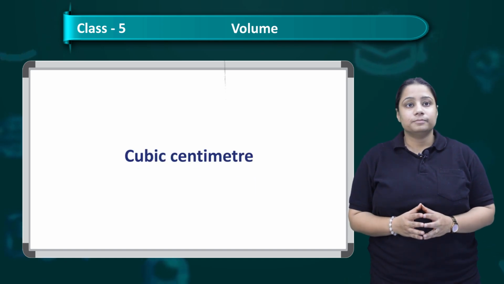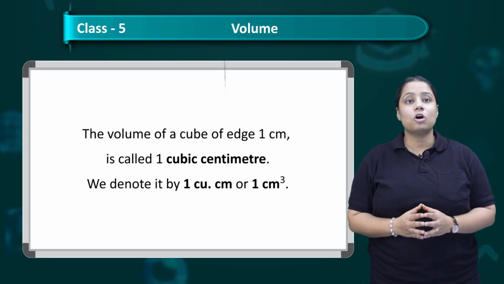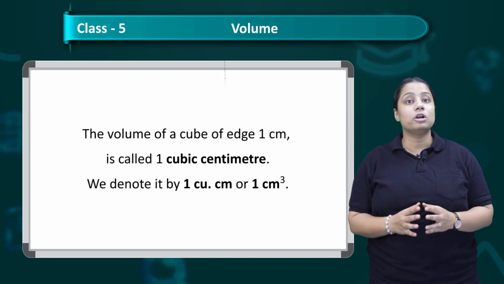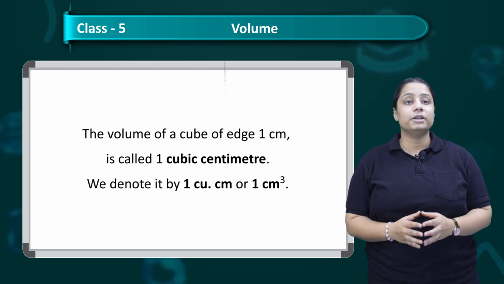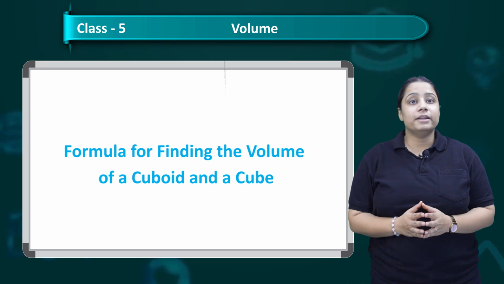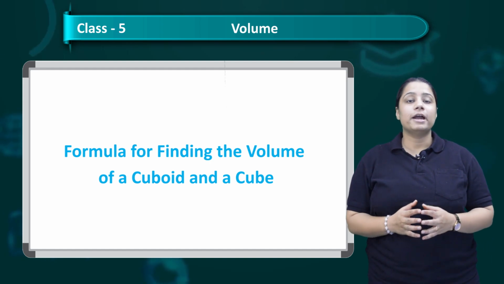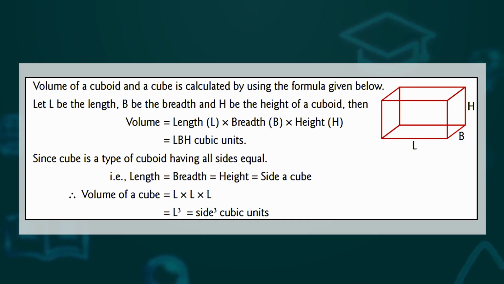Cubic centimeter. The volume of a cube of edge 1 centimeter is called 1 cubic centimeter. We denote it by 1 cu.cm or 1 centimeter cube. Formula for finding the volume of a cuboid and a cube. Volume of a cuboid and a cube is calculated by using the formula given below.